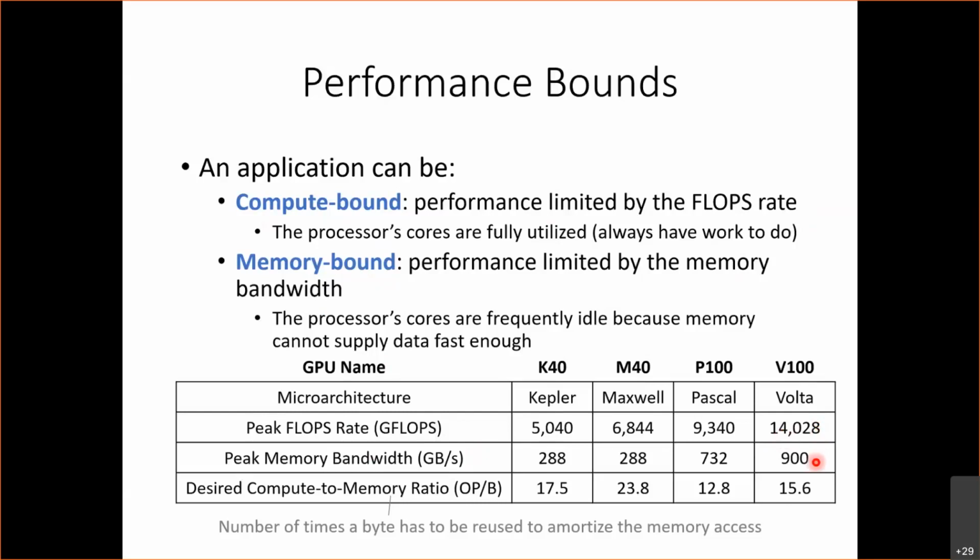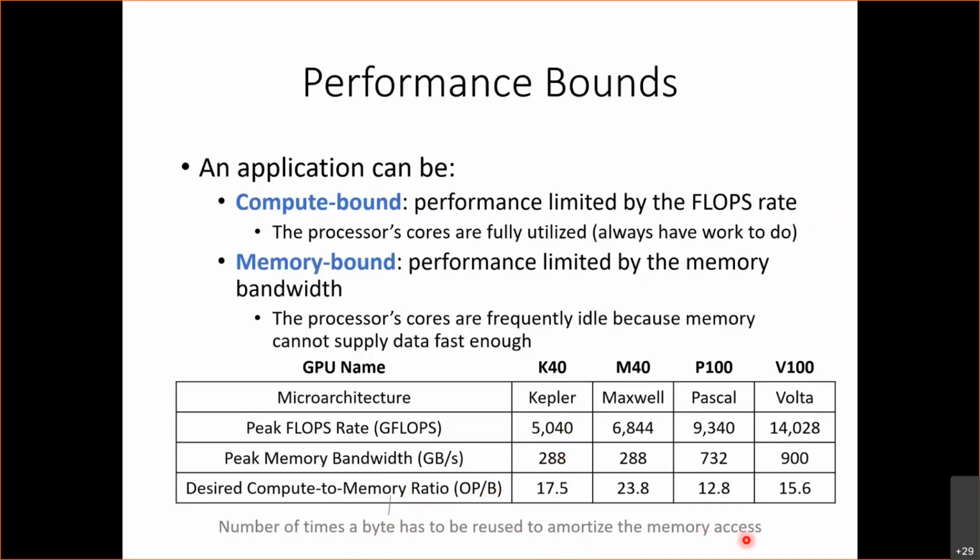Okay, and what that means is this brings us to this metric of the desired compute to global memory access ratio. For short, I'm just writing compute to memory ratio. So here I mean compute to global memory access ratio, and here by peak memory bandwidth, I mean the peak global memory bandwidth. So this desired compute to global memory access ratio is the ratio of the flops to the memory bandwidth, okay? And it's basically the number of times that a byte that I load has to be reused in order to amortize the memory access.